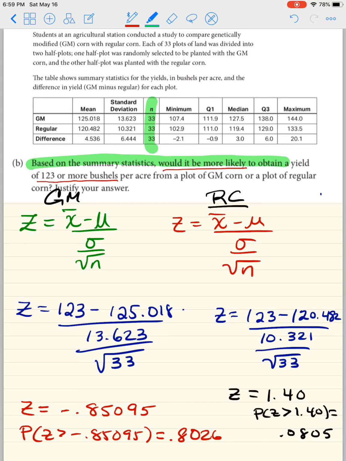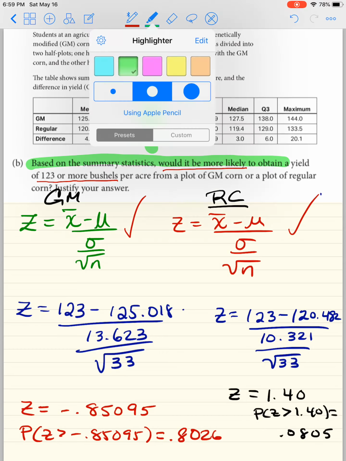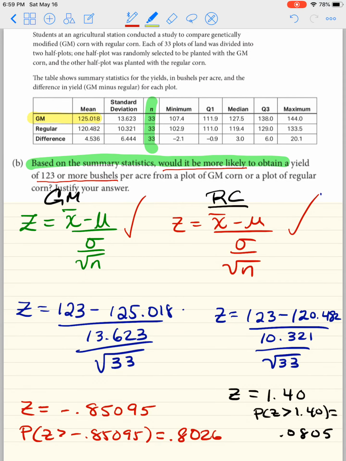You guys can pause the video at any time and try it yourself. I actually used the graphing calculator, and here is your formula. Z equals x bar minus mu over sigma over the square root of n. Remind yourselves that GM has a different average than regular, so you have to switch it. They also have different standard deviations. That's these guys. 33 stays the same, and the number, which is our question, 123, is there.